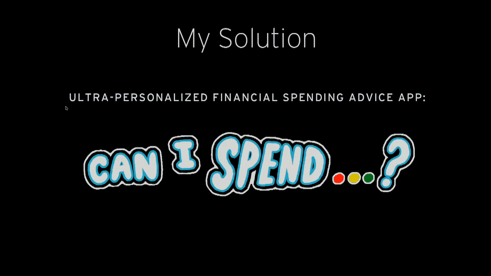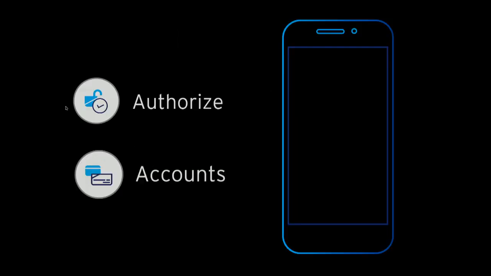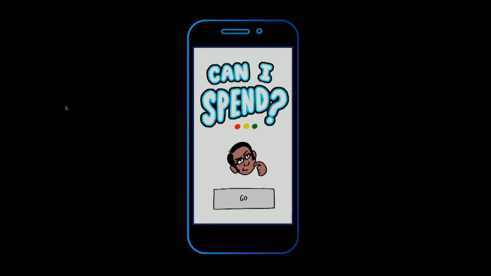So what I came up with is an ultra-personalized financial spending app. It's called Can I Spend? And, not coincidentally, it also uses the authorize and the accounts categories of APIs that Citi supports. So let's switch over to our iPhone here.